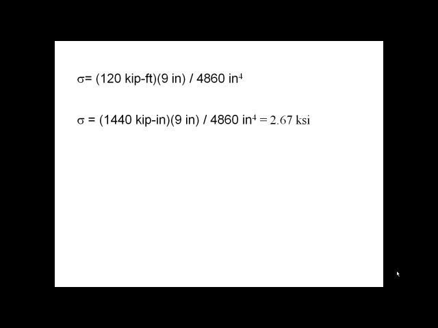The second part of this problem asks us to determine the bending stress 3 inches above the neutral axis. The only difference in this instance is that the C distance changes. It changes to 3 inches. So we can do that, and we can calculate our bending stress to be 0.89 KSI.